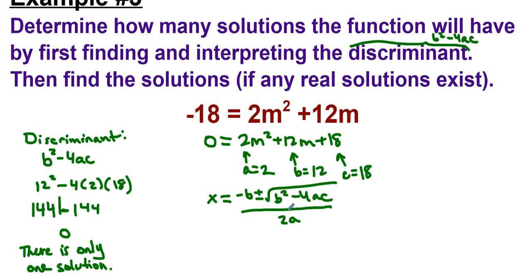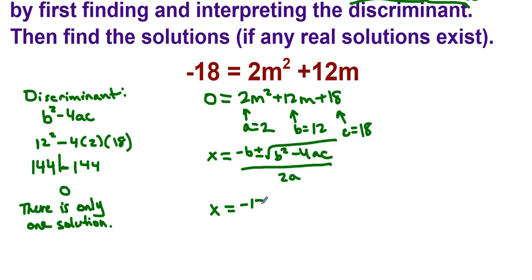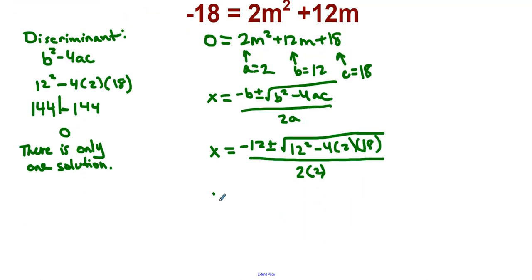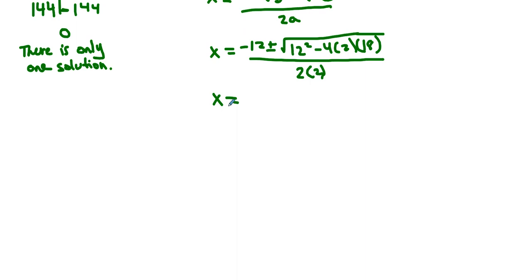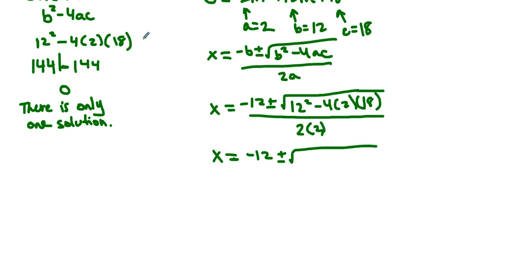So x equals negative b, negative 12, plus or minus the square root of b squared, 12 squared, minus 4 times a is 2, times c is 18, all over 2 times a is 2, all over 2a. All right, so what we end up with, if we simplify this, following the order of operations, we get negative 12 plus or minus the square root of, we already know the discriminant is 0, so I don't need to redo all this work. I did it on the last one. The square root of 0, I know this will equal 0 because my work's over here.